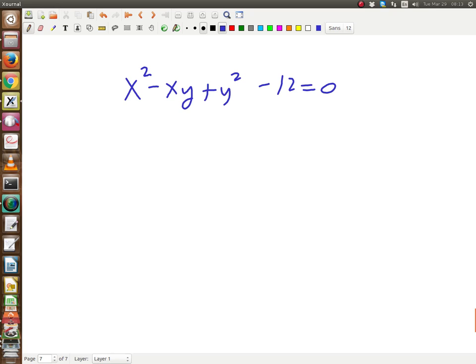What did we say that x is? It was a while ago, huh? r cosine theta. So wherever you see x, write r cosine theta instead.